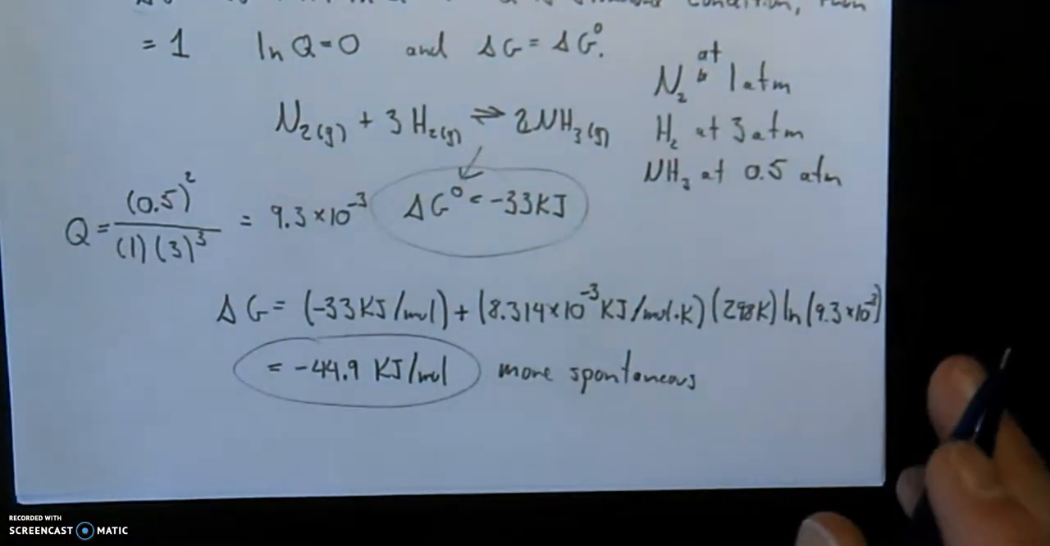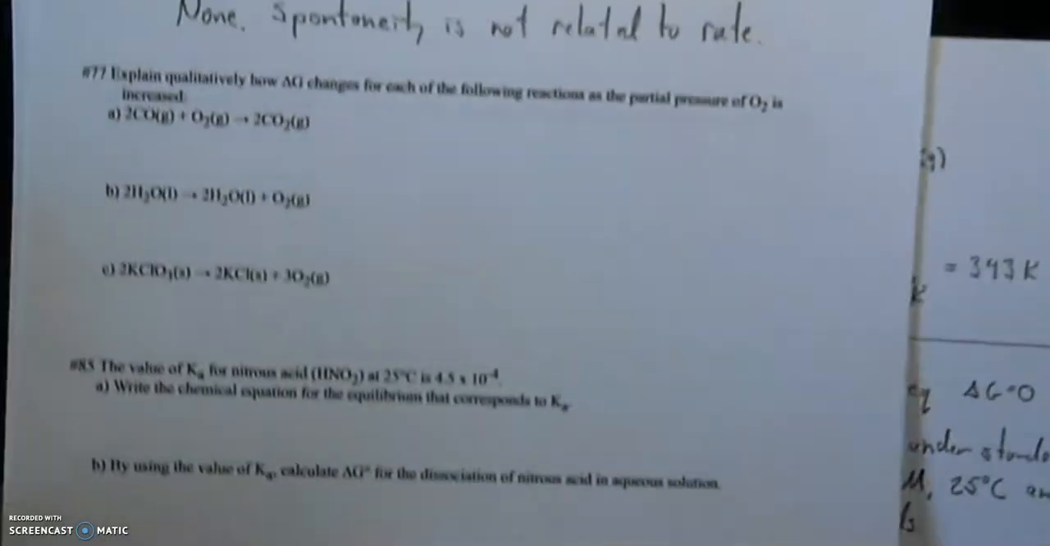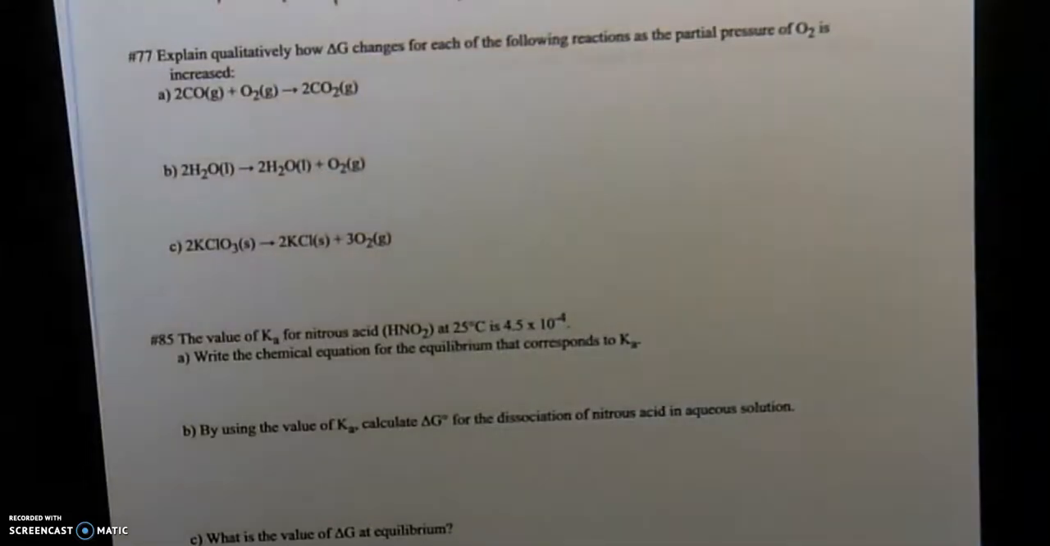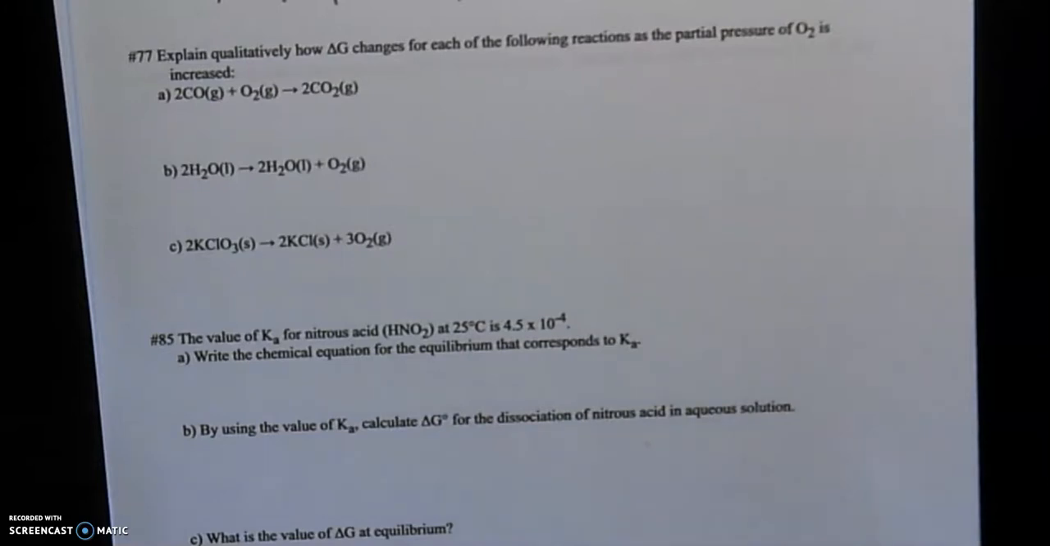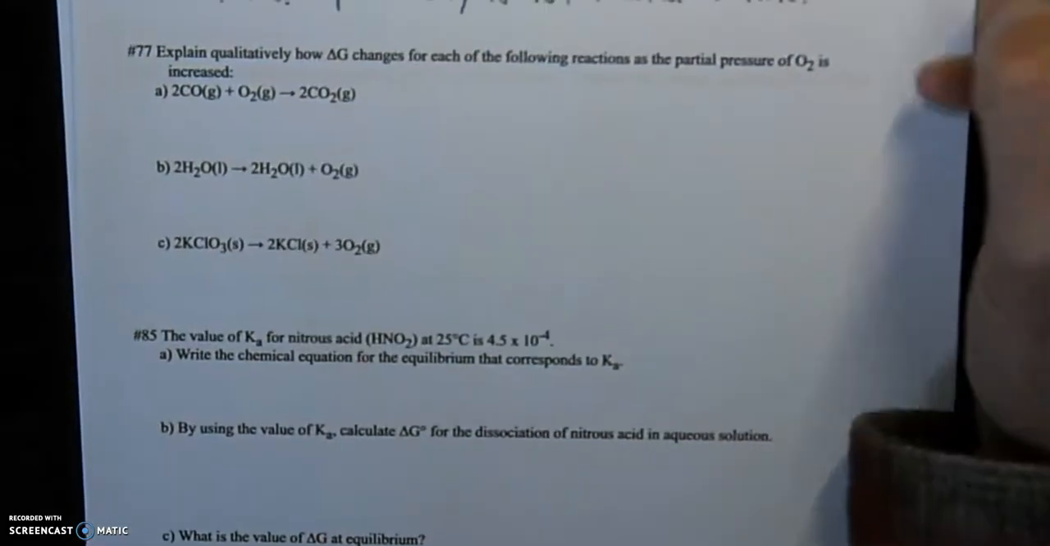Okay, let's do another scenario. We're going to do a homework problem, so we'll slide this in and look at number 77. For number 77, the information says, explain qualitatively how delta G changes for each of the following reactions as the partial pressure of oxygen is increased. Again, we can approach this two different ways, and we will. We'll look at it with the equation, and we'll also talk about it with Le Chatelier.